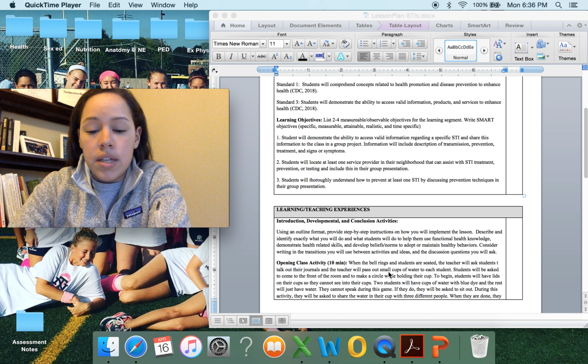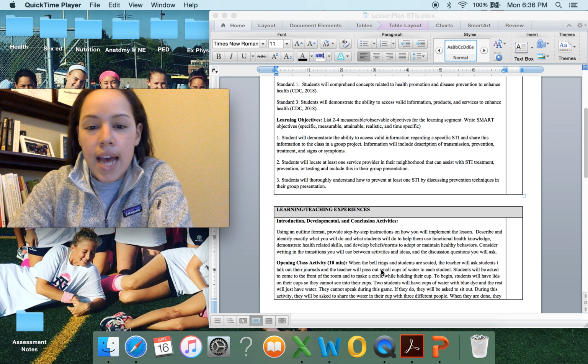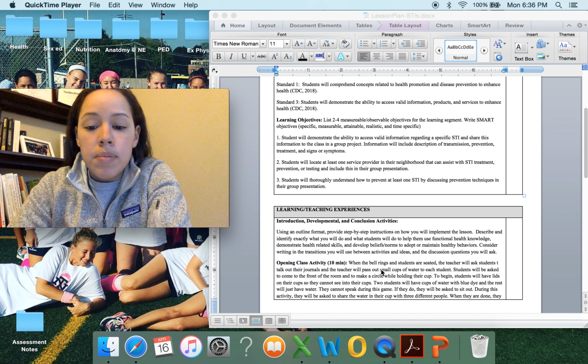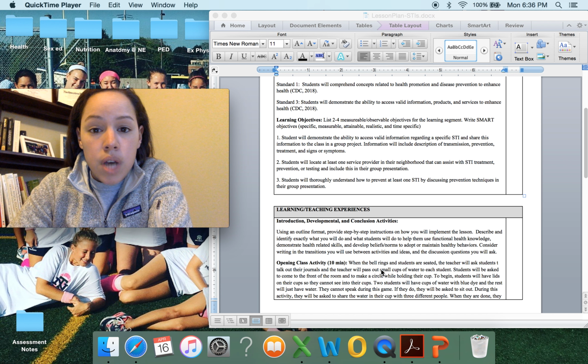So when they come in, they'll sit down, they'll know to take out their journals. The bell ringer will be on an activity. When they sit down, I will pass out little cups of water to each student. To start, there'll be lids on the cups of water, so they won't be able to see what's inside. The difference between all the cups is that some are regular water and some cups have food dye in it, so they have a distinct blue color.